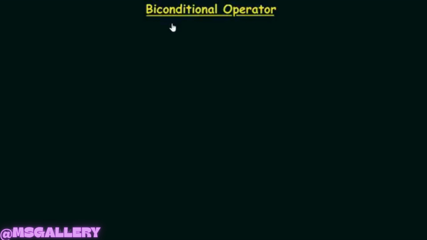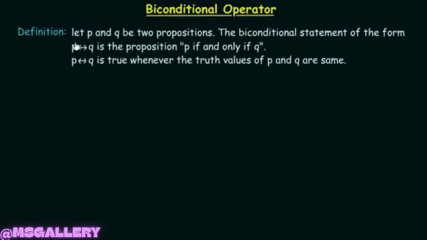This is the last lecture in the series of logical operators in propositional logic, and in this particular lecture we are going to talk about the biconditional operator. Now let's consider the definition of biconditional operator. Let P and Q be two propositions. The biconditional statement of the form P biconditional operator Q is the proposition P if and only if Q. Please note down this point that this is the symbol we are going to use for biconditional operator, and a biconditional statement looks like P if and only if Q.